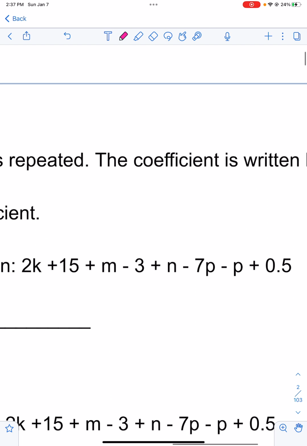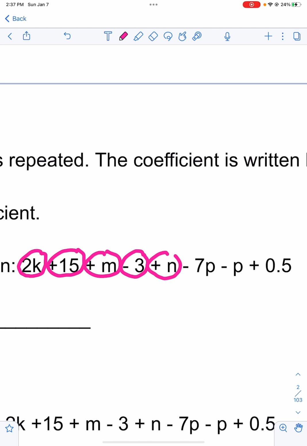First thing that we're going to do here is our bubbles. This is what's going to help us find the coefficients. We know how to do our bubbles. You bubble the first term, and then after that, you bubble the symbol with whatever follows it. So make your bubbles look like mine.